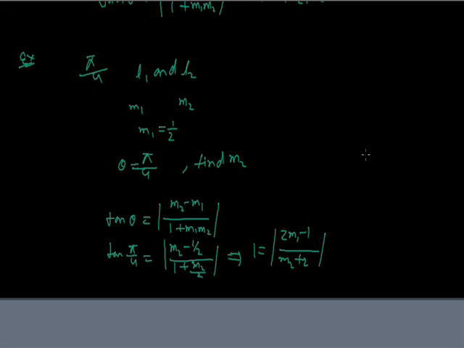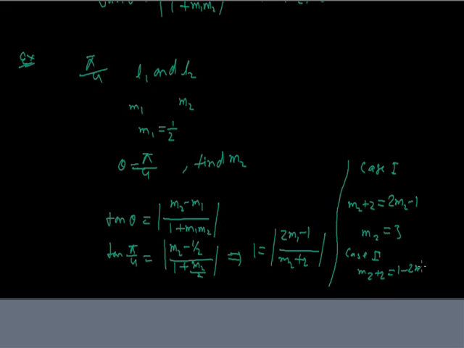Now here we can make two cases. In the first case, m2 plus 2 is equal to 2m2 minus 1. So in this case m2 is equal to 3. The second case is m2 plus 2 is equal to 1 minus 2m2. So here m2 is equal to minus 1 by 3. So according to these two cases, we can find the slope m2.